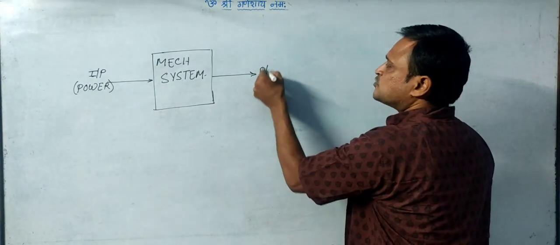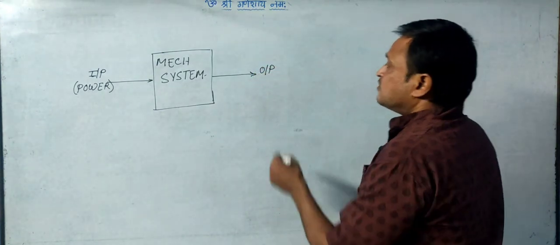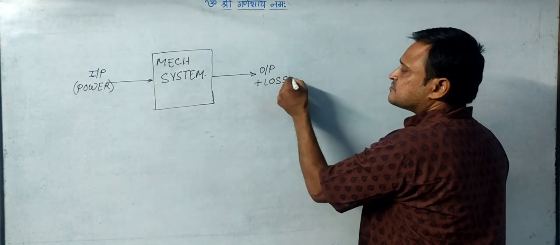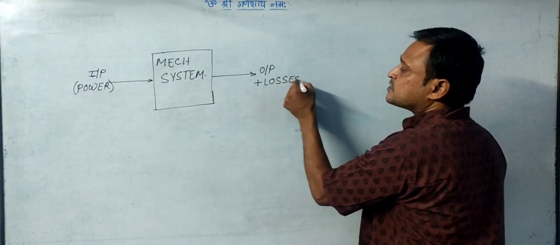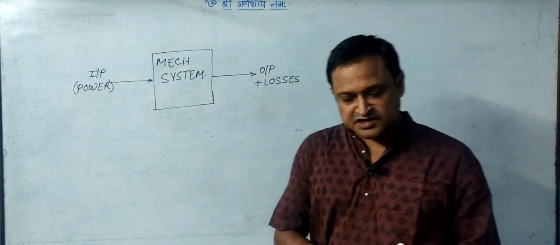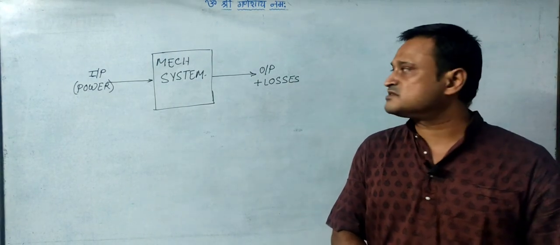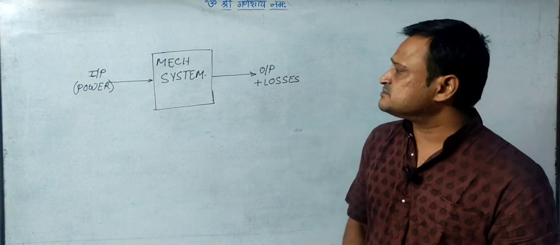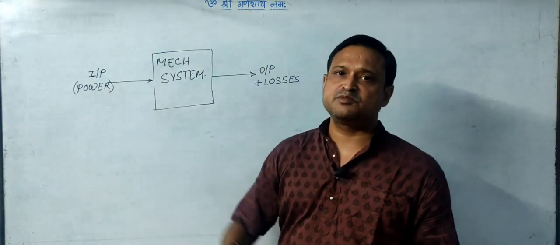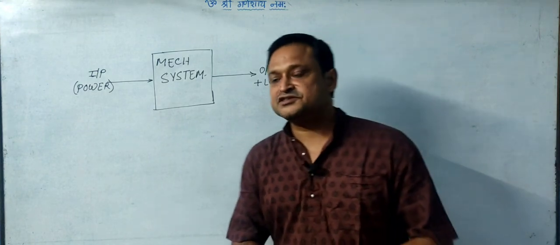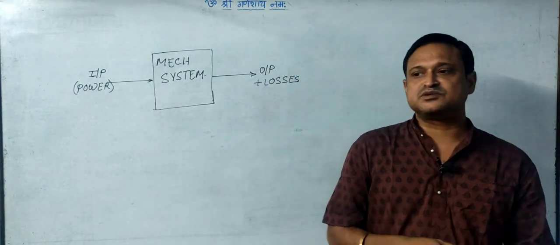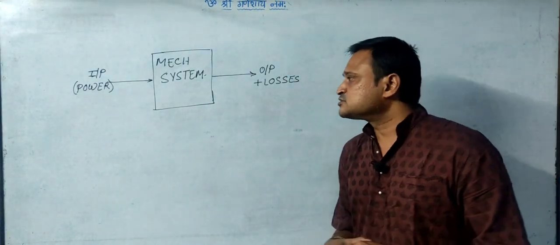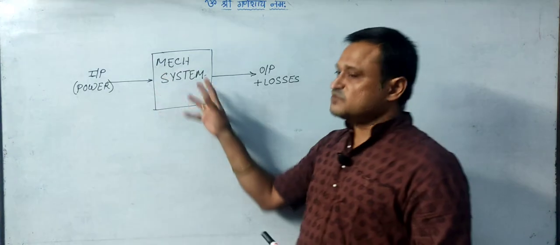So, we get the output power, and some of this power is lost to friction or in overcoming the inertia of the system and so on. So, output plus losses. The whole idea is that the input and the output are supposed to be equal, because we know that energy can neither be destroyed nor created. So, that is how a system works.